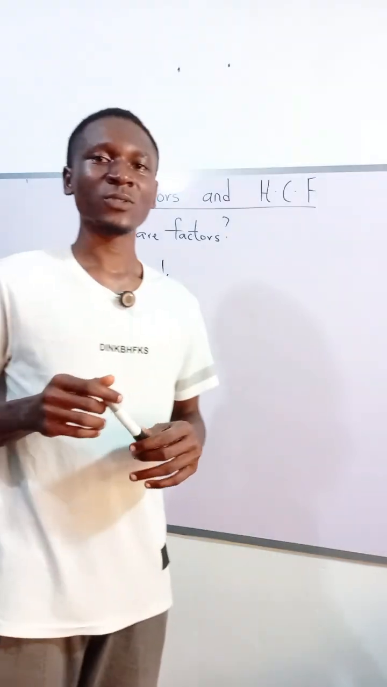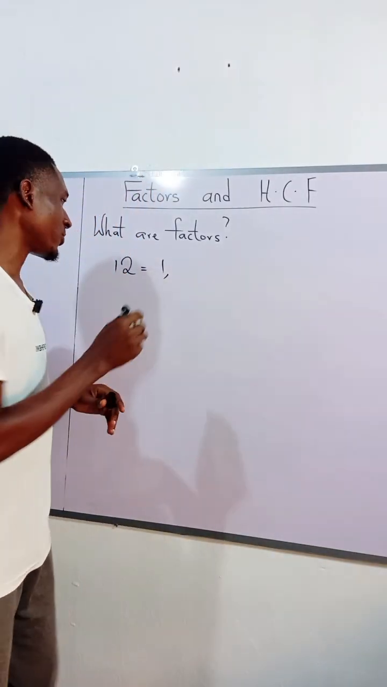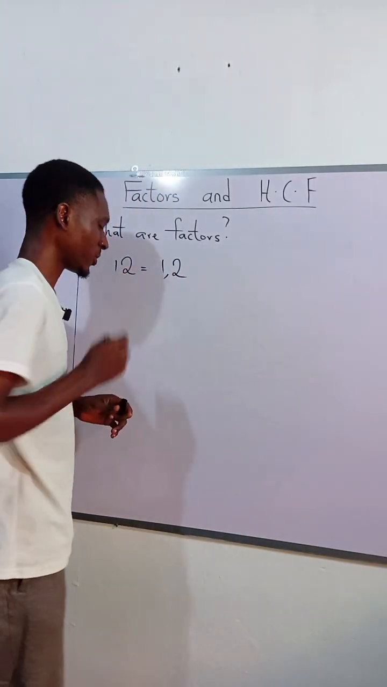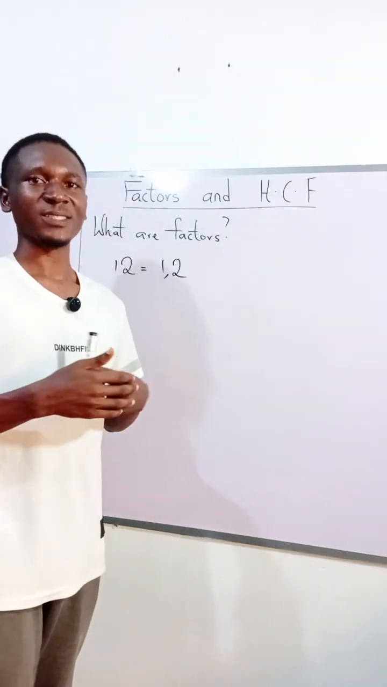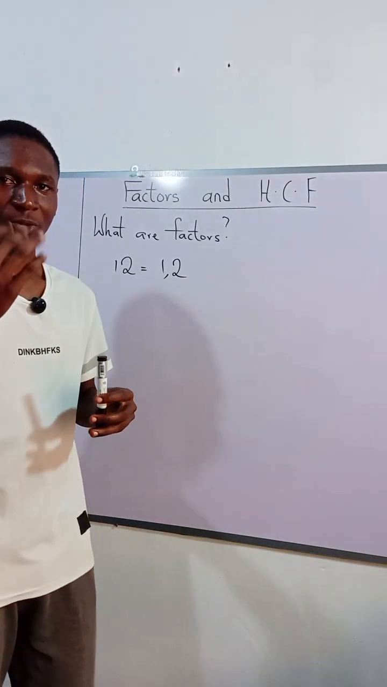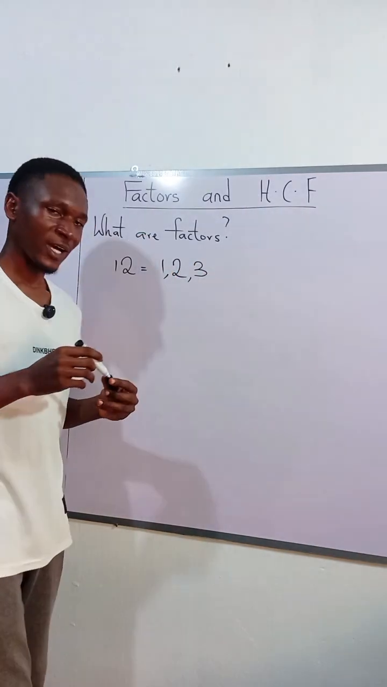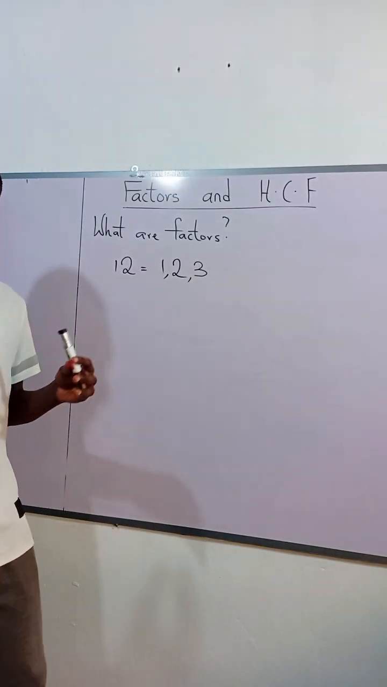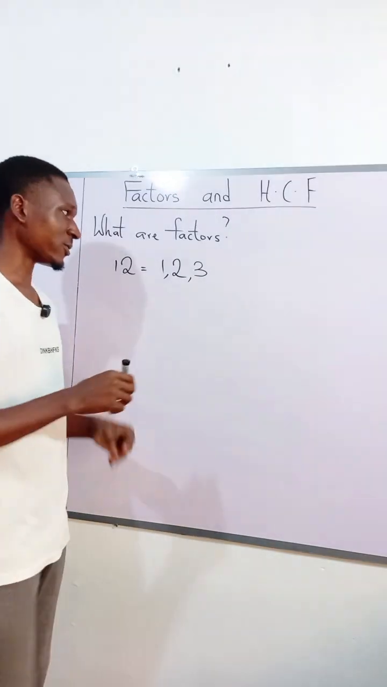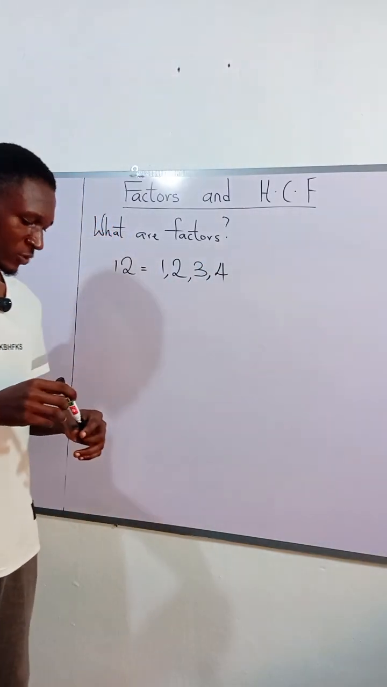12 divided by 2. The same thing. 12 divided by 2 gives you 6, remainder 0. Therefore, 2 is a factor of 12. Check the next number. 12 divided by 3 gives you 4, remainder 0. Therefore, 3 is also a factor of 12. 12 divided by 4, we also have the same thing. 12 divided by 4 is 3, remainder 0. Therefore, 4 is also a factor of 12.